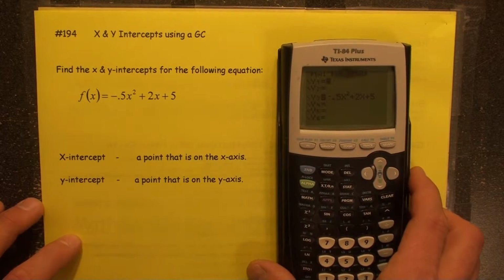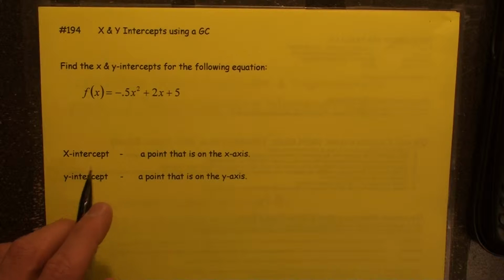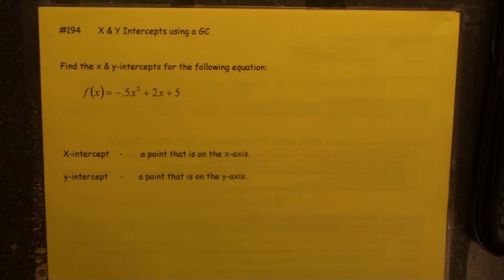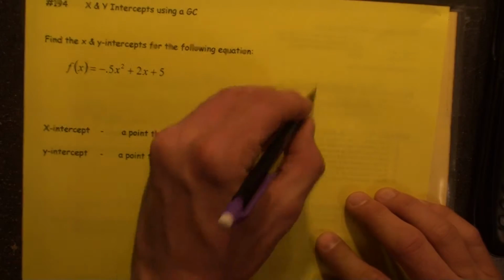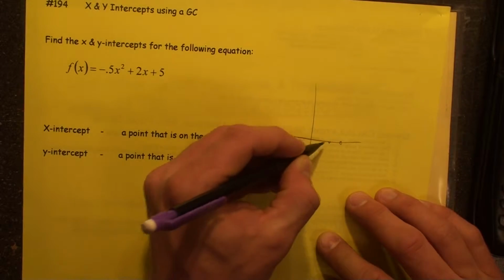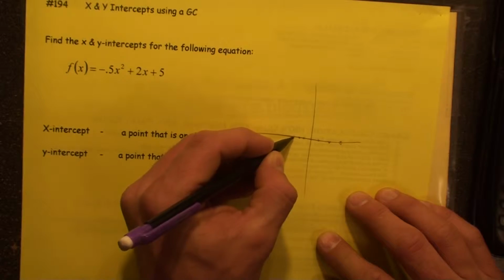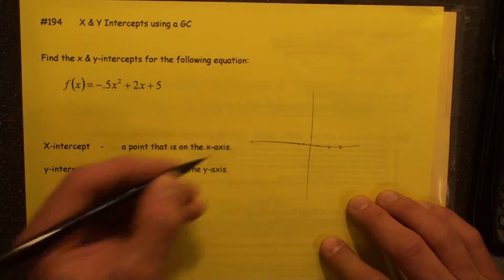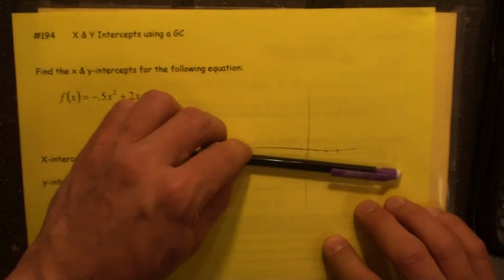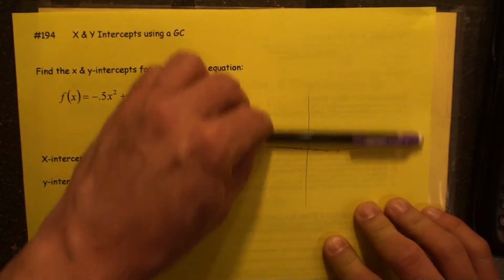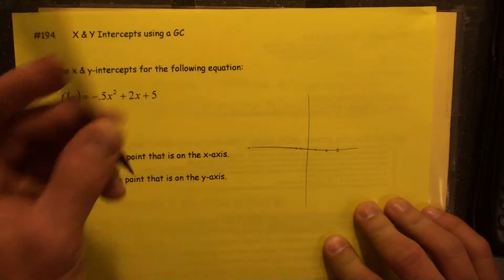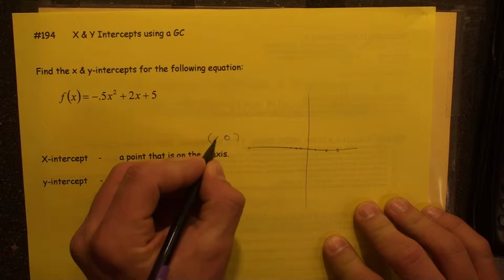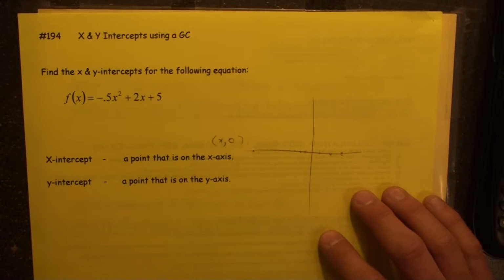Before we even do this, let's take a look at what an X-intercept is in a little bit more detail. Obviously, the X-intercept is a point that is on the X-axis. It goes without saying, you can almost think of the definition on your own. So we're talking about these points here. Those points are on the X-axis. Notice how they have a zero height, a zero what? A zero Y value. So an X-intercept would be X comma 0.